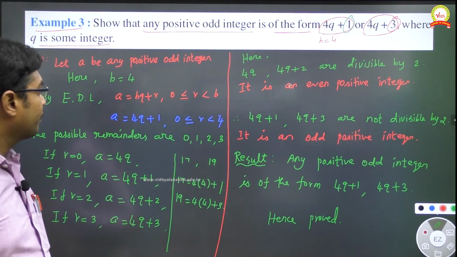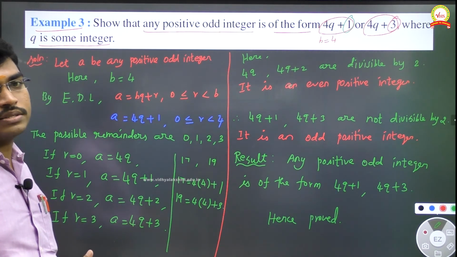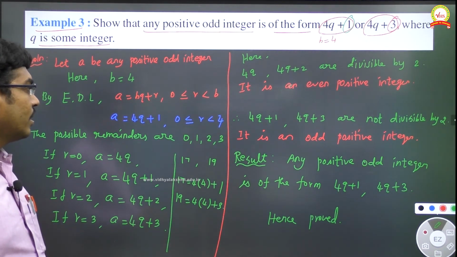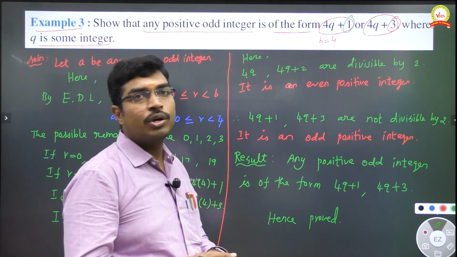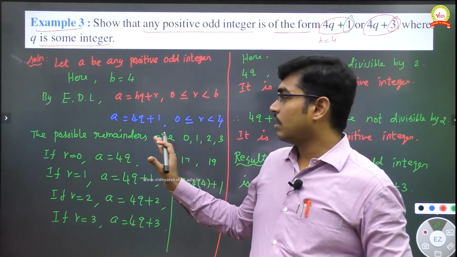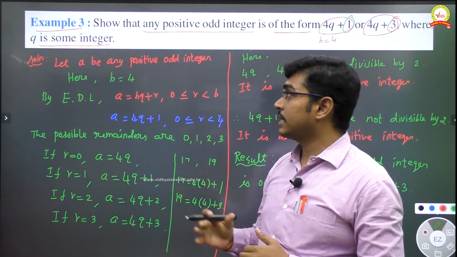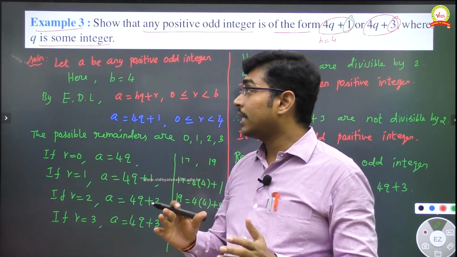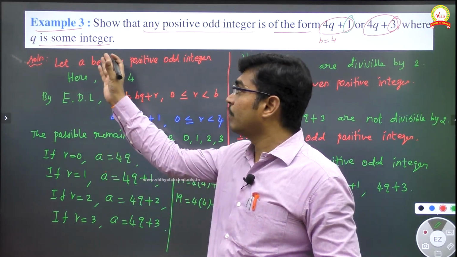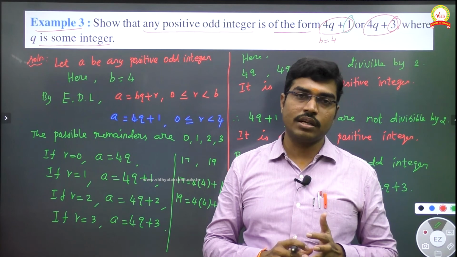Understood everyone? If you have any doubt, please put it in the comment box. What is your doubt? I will clear it. Okay, my dear students, I hope you all understood this concept and problems. This is exercise number 1.1, question number 2 and the related sums for example 2 and example 3.